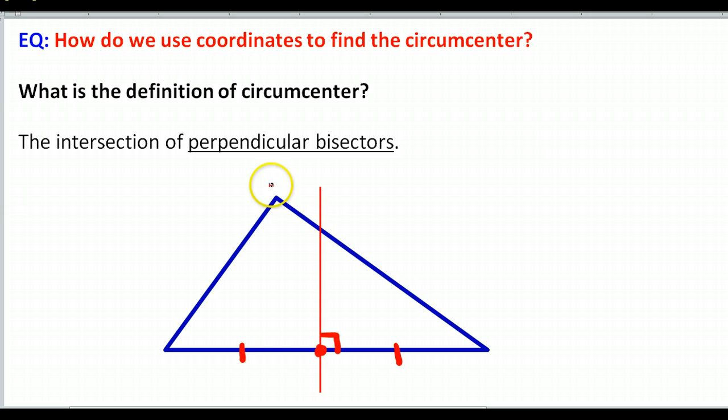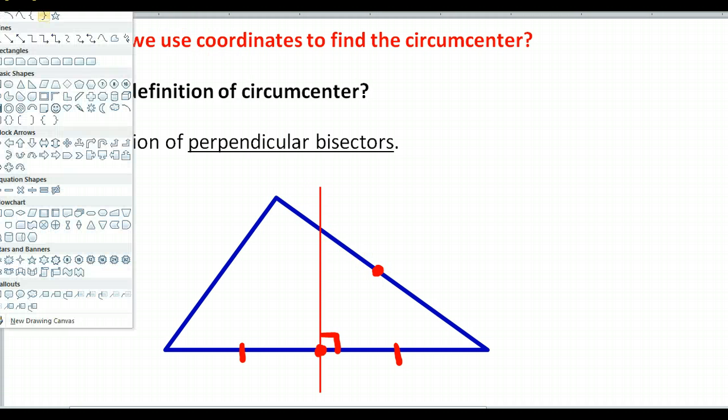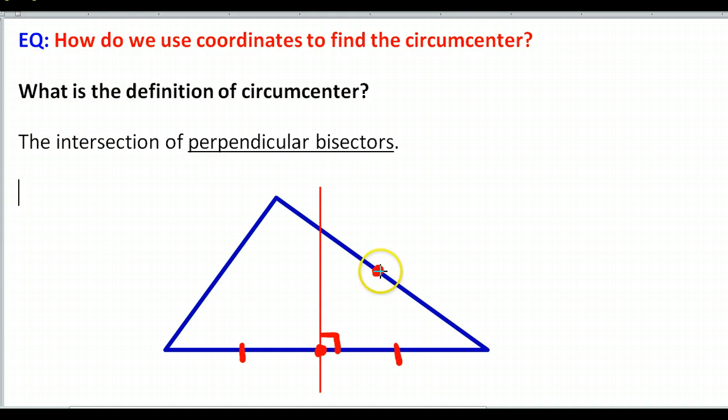Okay, if I have another perpendicular bisector, wherever they intersect should be the circumcenter. So let's look at this side, for example. And I'm just eyeballing it. I'm not measuring with a ruler or anything, but let's say this is about the midpoint of this side of the triangle. So if I get a perpendicular line happening, something about like that seems perpendicular to me.